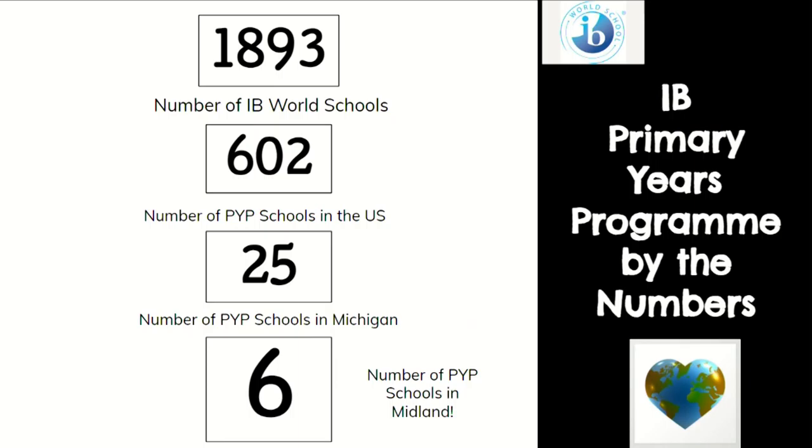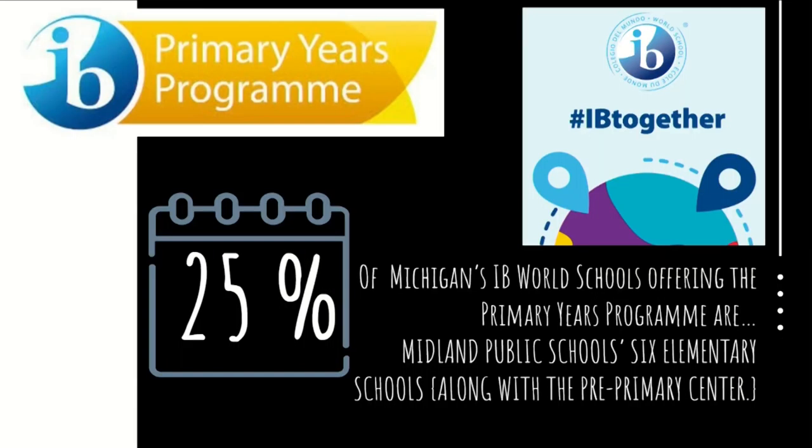Next slide. Just to give you a little bit of context, currently there are 1,893 IB World Schools. 602 of those are PYP schools within the United States. 25 of those are PYP schools in Michigan. 6 of those 25 are Midland Public Schools elementary buildings. That means that 25% of Michigan's IB World Schools offering the primary years program are our 6 elementary schools here in Midland Public, which includes the pre-primary center.